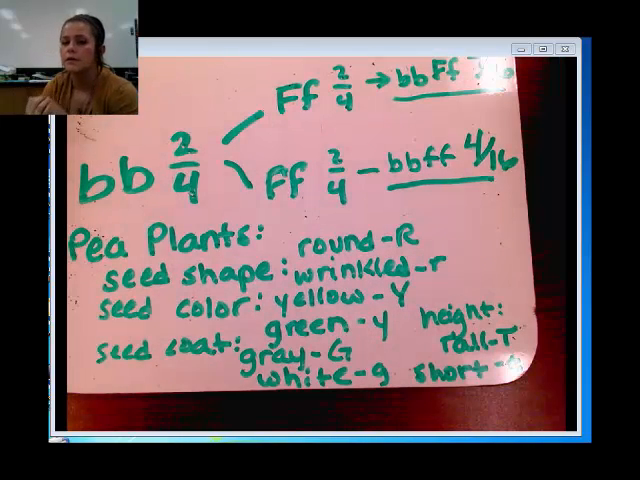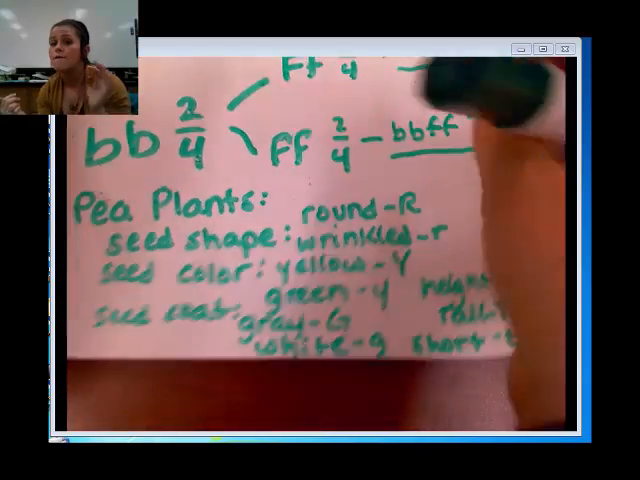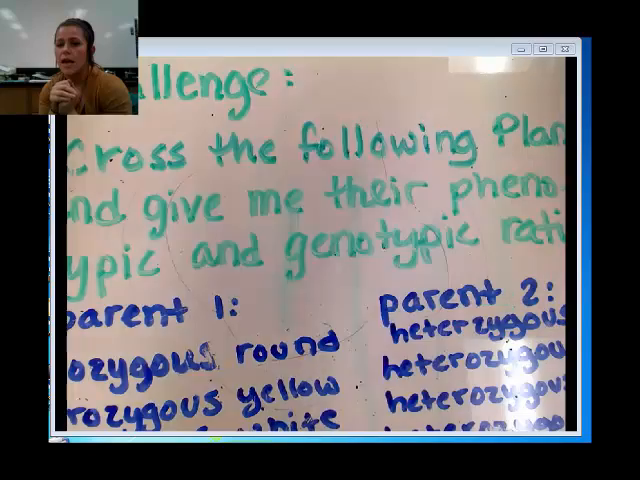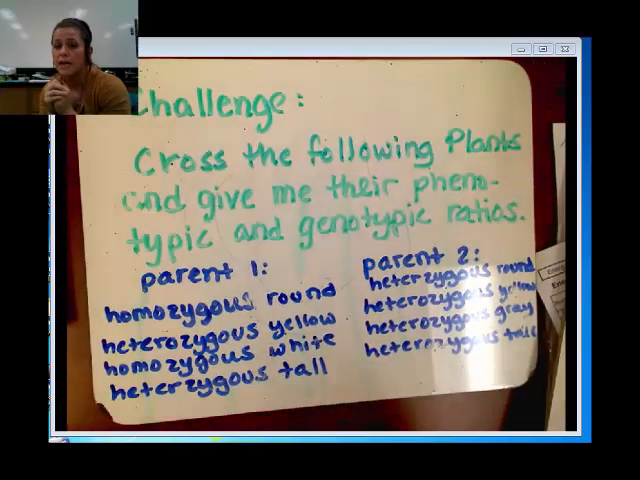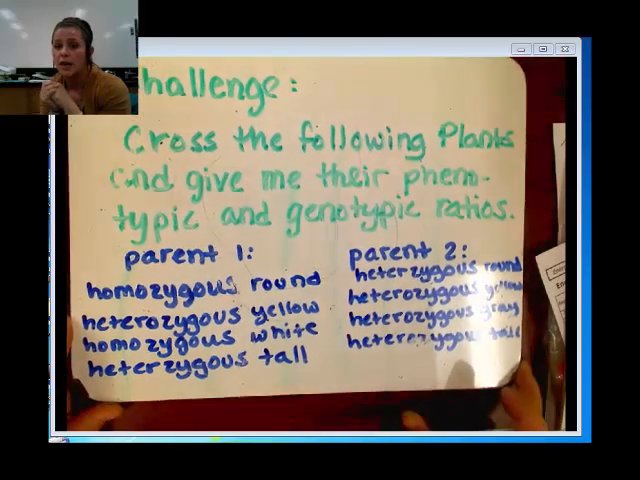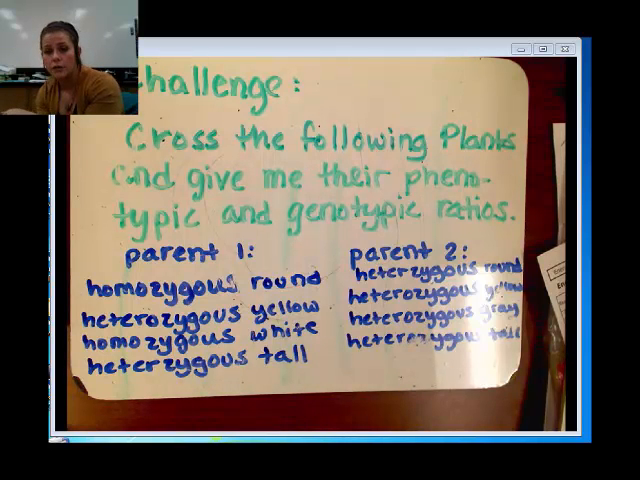So what I want you to do is go ahead and do a cross between 2 individuals, and you're going to actually follow 4 traits. And so I want you to cross these 2 individuals. So we have homozygous for round, heterozygous for yellow, homozygous white, and then heterozygous tall. And then our second individual is heterozygous for all of those traits.